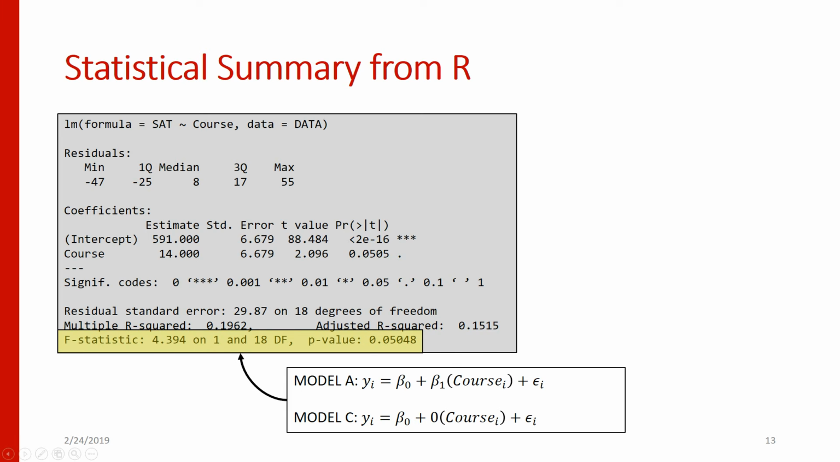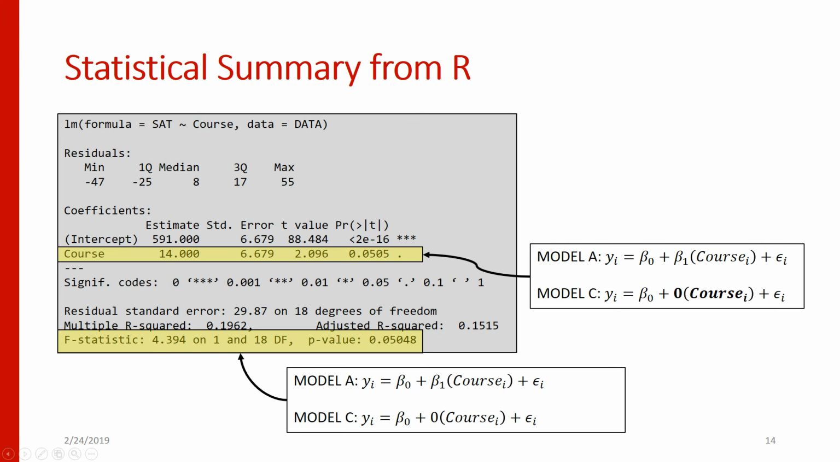So again, just to go over what we're actually looking at here, when we have this F statistic, this is the omnibus F for the full model. So we're comparing our Model A, where we have an intercept and a slope being estimated, to a Model C in which only the intercept is being estimated. Similarly here for the effect of course, we're estimating a Model A where we have a beta for the intercept and a beta for the slope, compared to forcing the slope to be 0. So we're conducting a null hypothesis significance test for the slope.